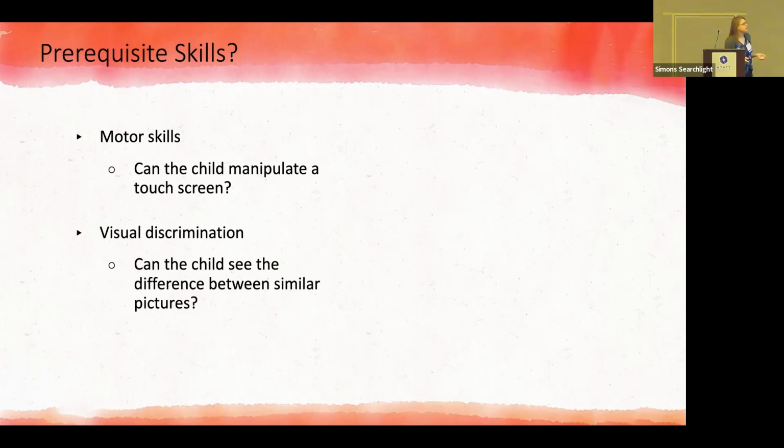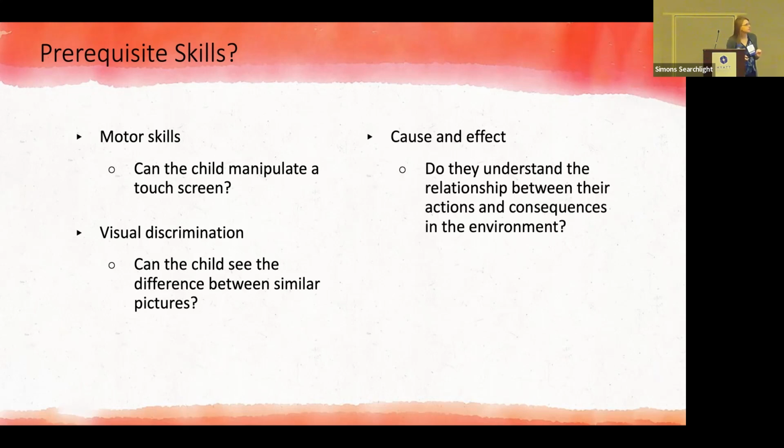So motor skills: can the child manipulate a touch screen? iPads can be very finicky with the way you have to touch and release and not drag your finger. And so we need to know if the child can do that or not. Visual discrimination: are they seeing the difference between similar pictures? If you've ever looked at any of these speech output apps and the built-in symbol library, a lot of them have very, very visually similar pictures for different words. That might not be the best way to go if the child isn't noticing the difference between those pictures.